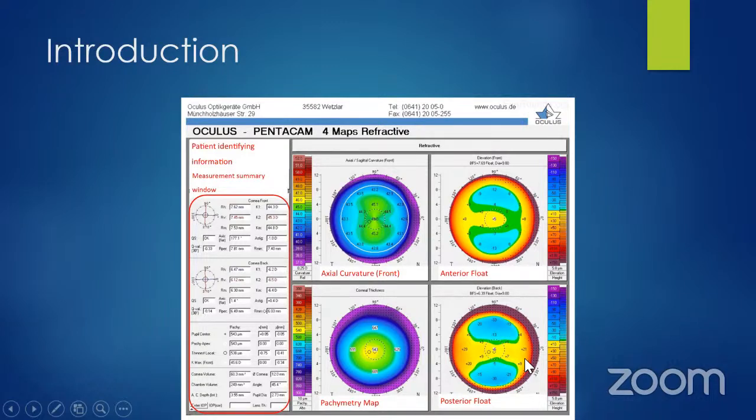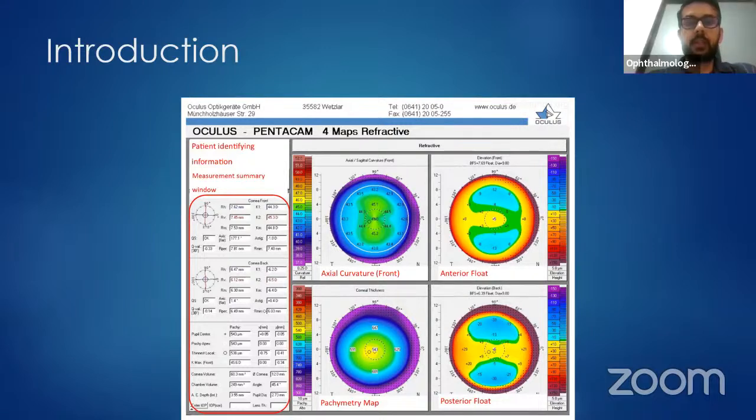So can anybody tell me a few values that were discussed last time? Somebody who was there in the last class, when we look at the axial curvature front, what were the values that we spoke about? Anybody who was there in the last class? Hello? Yes, you can volunteer.